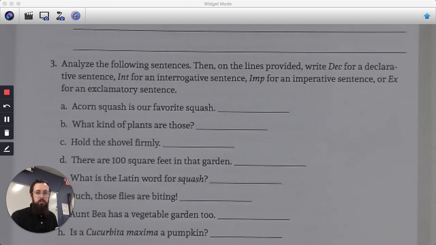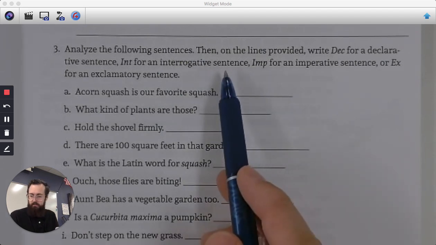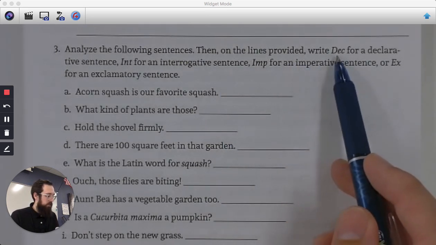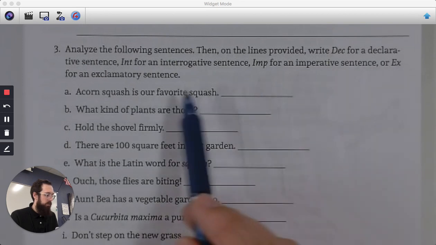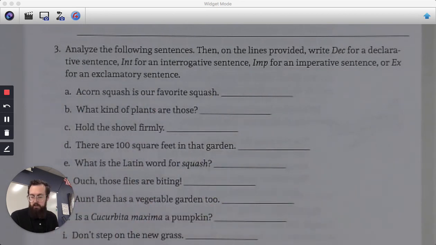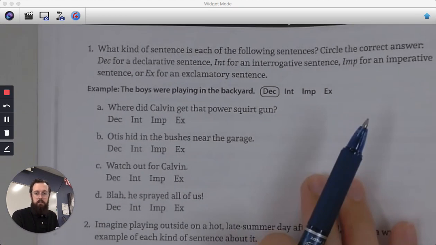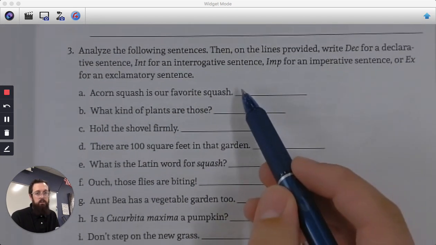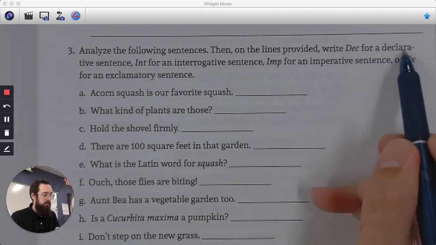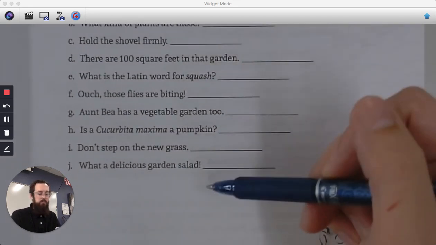And lastly, for question number 3, you're going to analyze the following sentences. Then on the line provided, write DEC for declarative, INT for interrogative sentence, IMP for imperative sentence, or EX for exclamatory sentence. So you're going to look at this sentence, and then you're going to write out what type of sentence it is. It is very similar to this activity, but instead of circling, you are writing out which kind it is. You can write out the whole word, or you can write the shorthand. So DEC for declarative, INT for interrogative, IMP for imperative, EX for exclamatory. And you're going to do that for the full list.